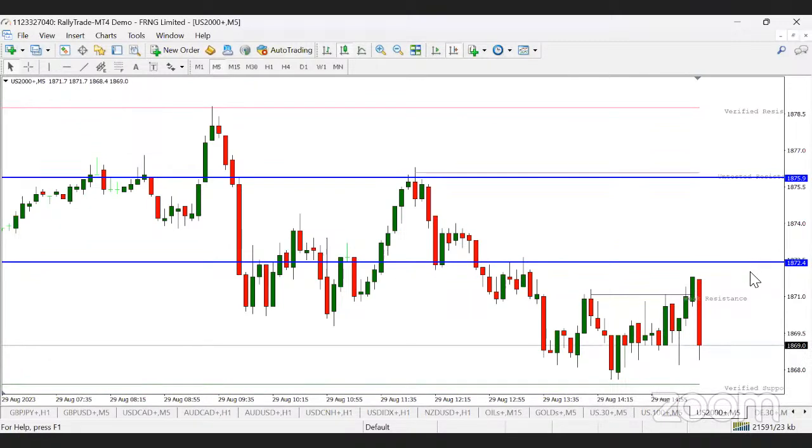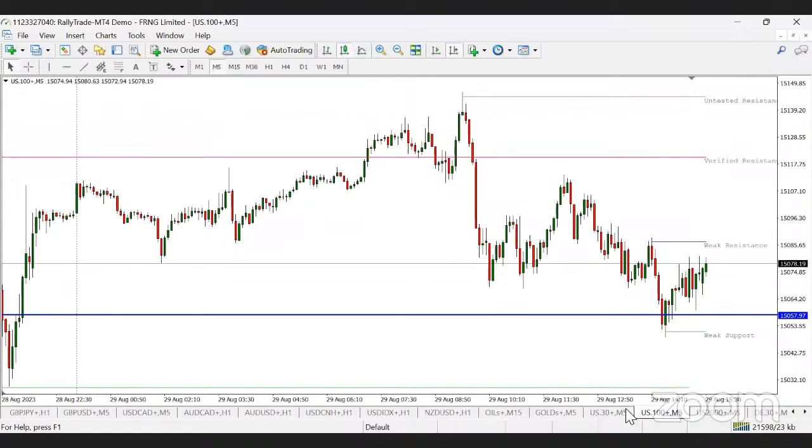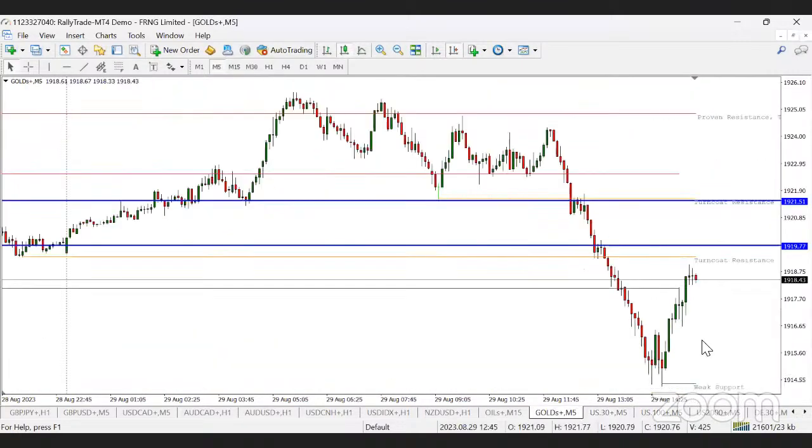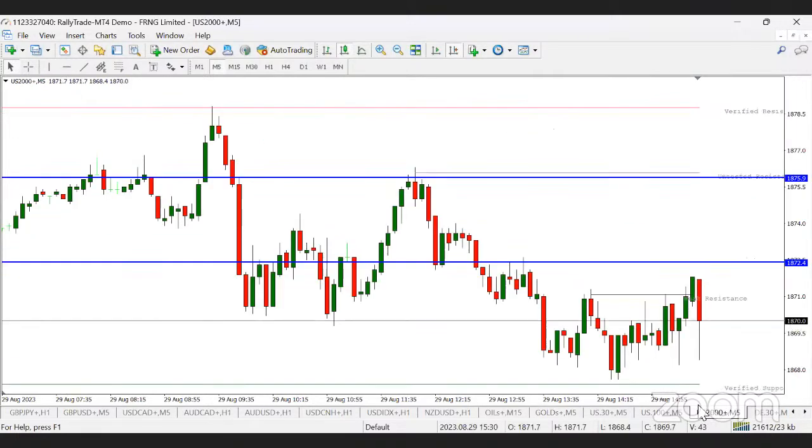See why I didn't want us to enter an instant buy on US 2000, but it's still going to buy. So for all instruments, US 100, it's a buy. US 30 is a buy. And gold also. Don't buy gold immediately, but rather set a start at 1919.77. All right, 1919.77.